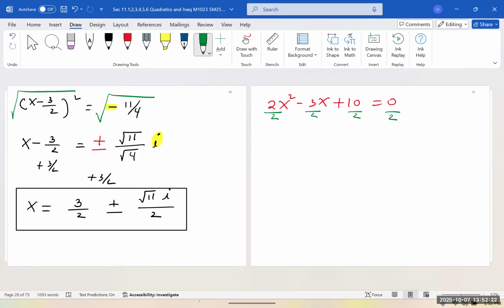Because to complete the square, we cannot have any coefficient. Previously, we did divide by 2, and that time we were lucky. All the coefficients were divisible by 2. But this time, the middle coefficient is not divisible by 2, but it shouldn't bother us. We do x squared minus 3/2 x plus 5 equals 0. Now, who is brave enough to give me the inside and outside? Same rule, same everything.